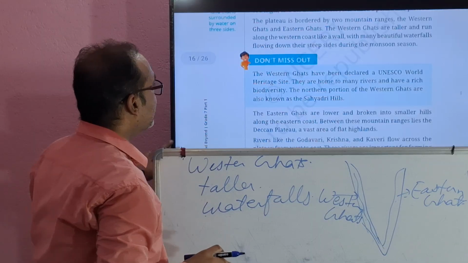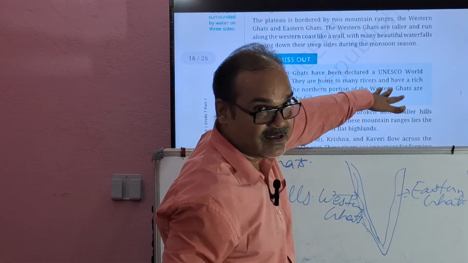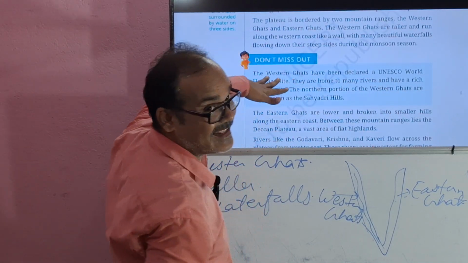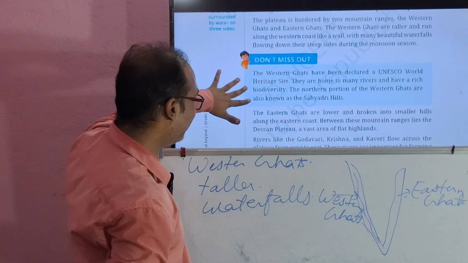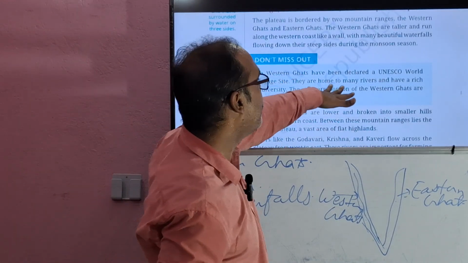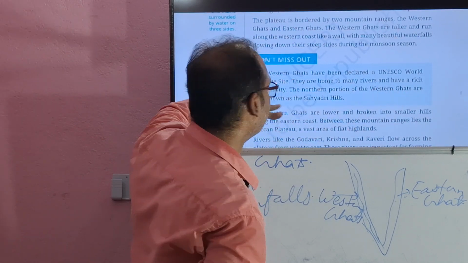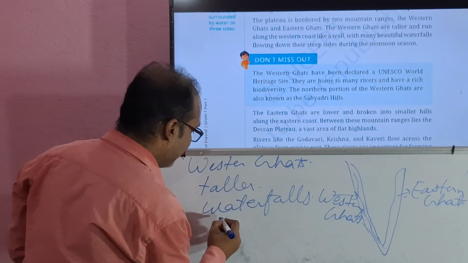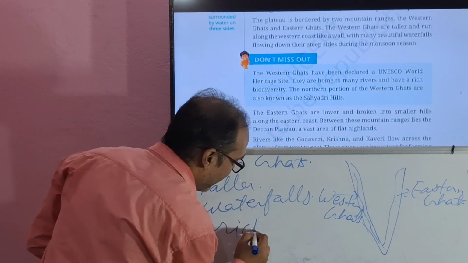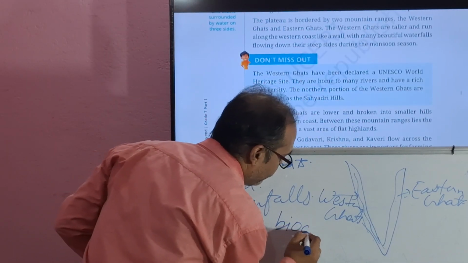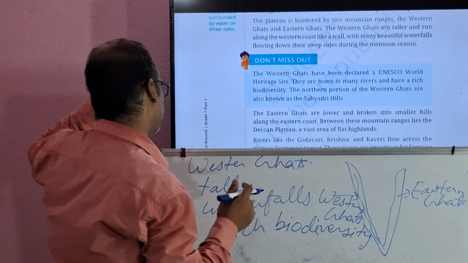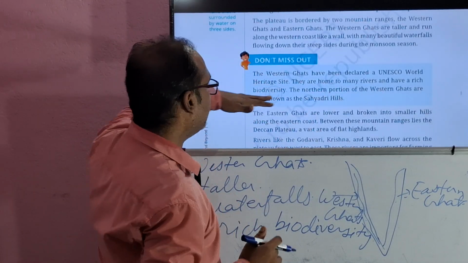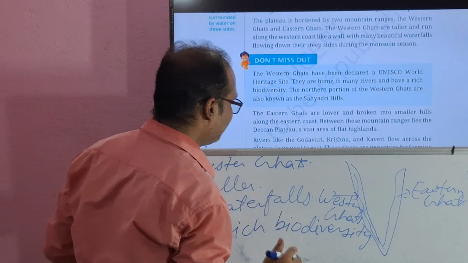Next we move. The Western Ghats have been declared a UNESCO World Heritage Site. Got it? It is a World Heritage Site because they are home to many rivers and have a rich biodiversity. So the Western Ghats have rich biodiversity. Okay?